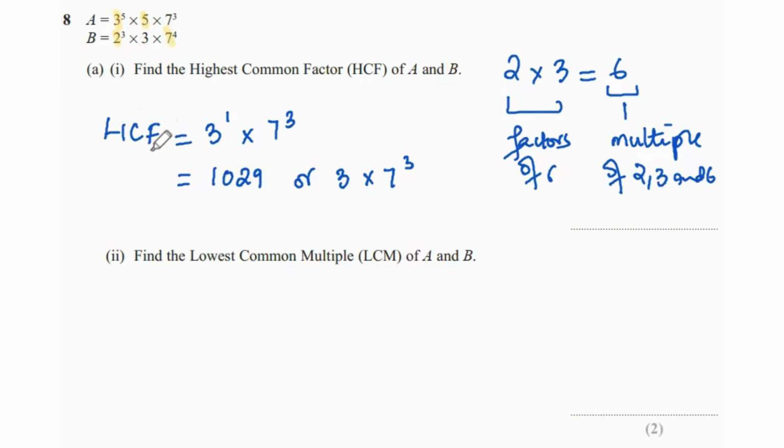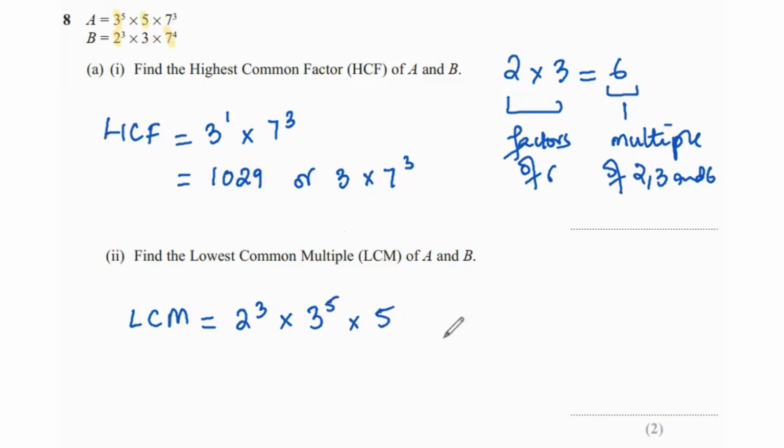Whereas for 3, we have 3 in A and B. So now we look at the highest power. So highest power is 5. So we write 3 to the power of 5 for the lowest common multiple. And for 7, the highest power is 4. So we write 7 to the power of 4, and 5 comes as it is. So if we compare the highest common factor with the lowest common multiple, we can see that it's kind of like the opposite. In the highest common factor, we took the common numbers, whereas in lowest common multiple, we took all of the numbers.